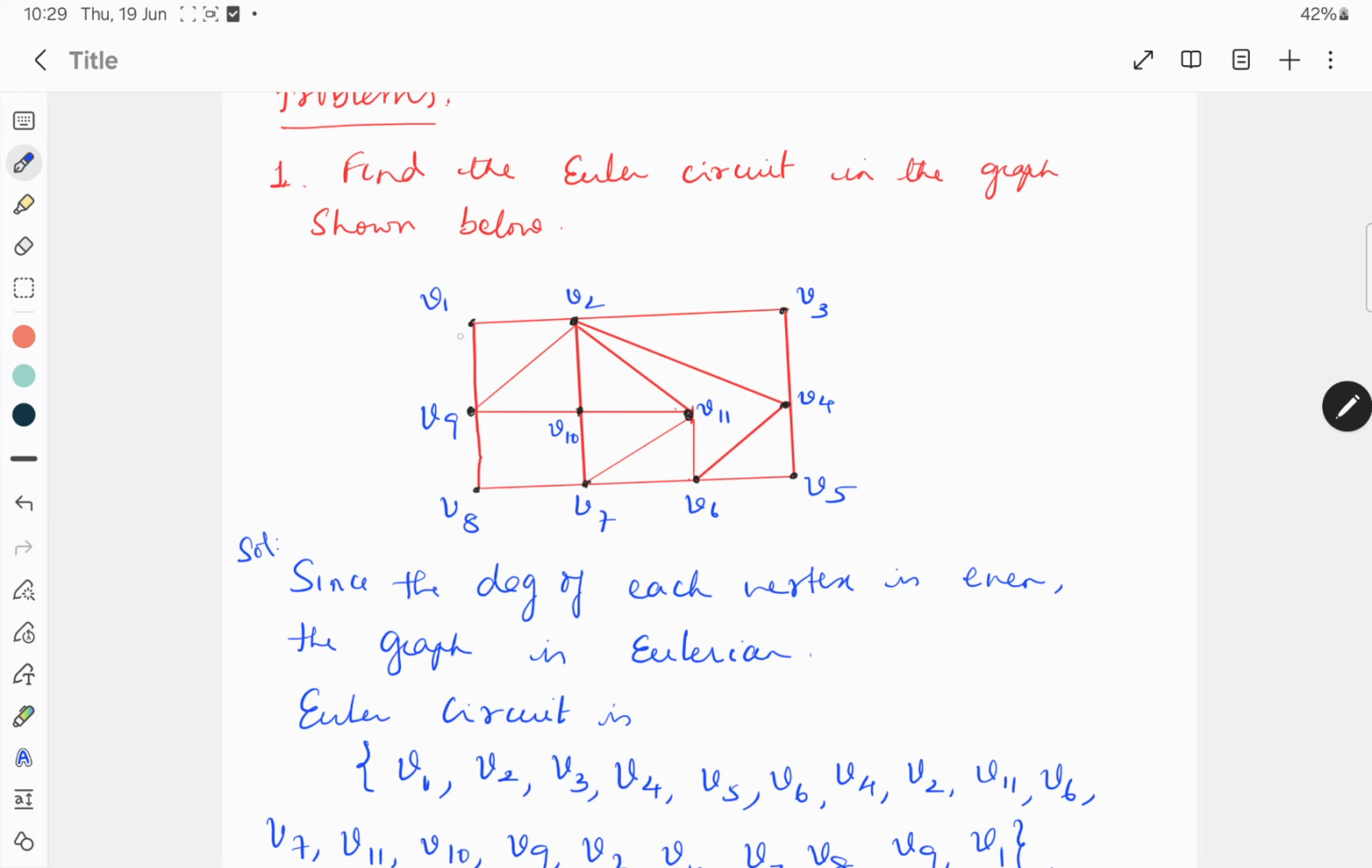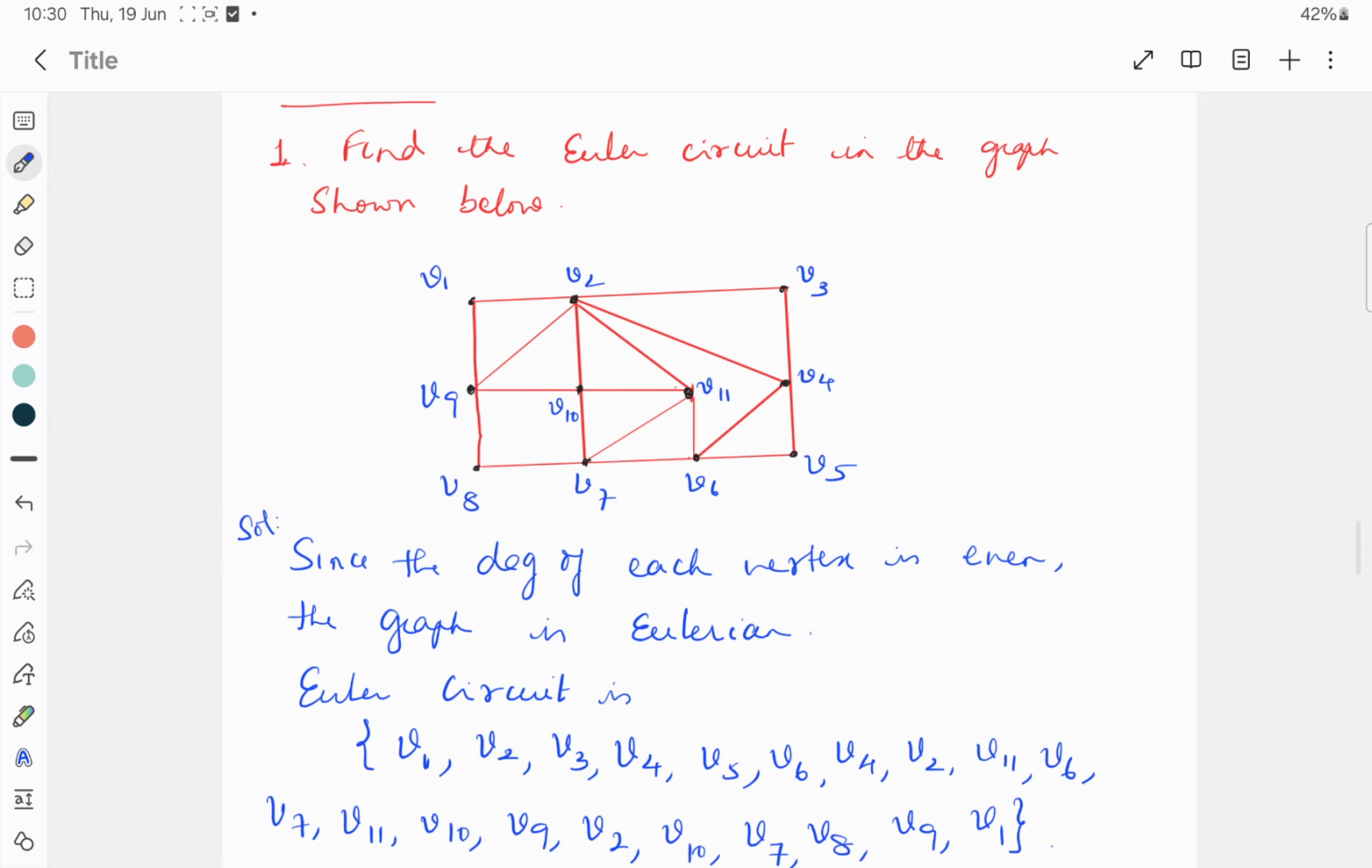So the degree of V1, V3, V5, V7, V8 is 2, then V9, V2, V4, V6, V7 are 4. The degree of these is 4. And then what about the degree of V10? That is also 4. Degree of V11 is also 4. And hence it is an Eulerian graph.